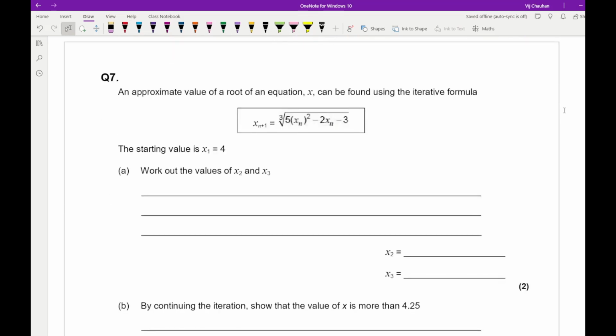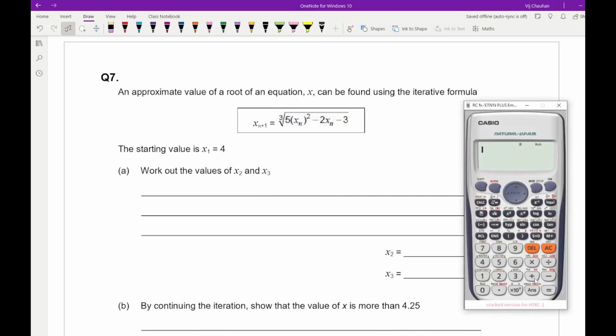Moving on to our last question, it says an approximate value of a root of an equation can be found using the iterative formula given. It says the starting value is x1 equals 4. Work out the values of x2 and x3. Now this is definitely going to be on a calculator paper, so if I get my calculator back up.